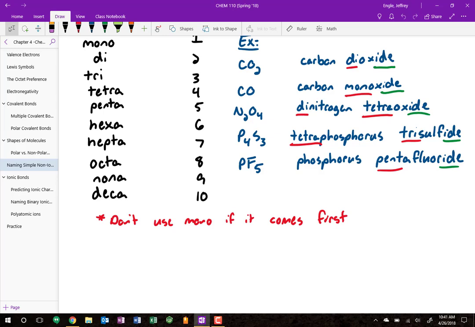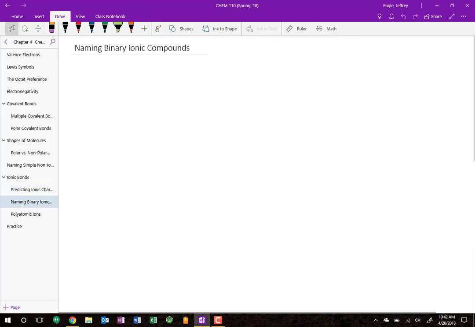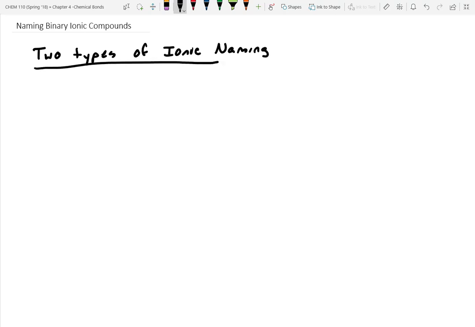Today we're going to look at ionic compounds. And we're going to try to figure out how to name ionic compounds. And there's actually two different naming conventions for ionic compounds. So I'm going to break these up into two groups. So two types of ionic naming. All right. The first one is with a group 1A or 2A cation.